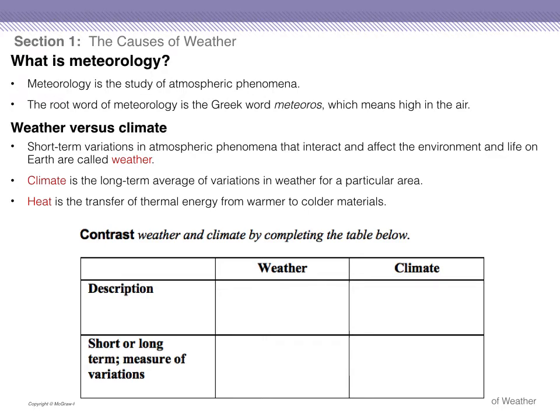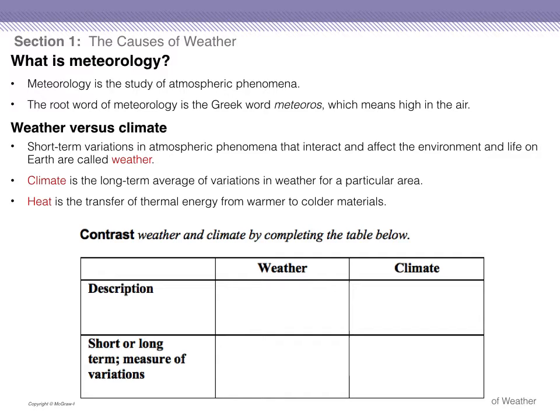What is meteorology? Meteorology is the study of atmospheric phenomena. The root word of meteorology is the Greek word meteorios, which means high in the air. Short-term variations in atmospheric phenomena that interact and affect the environment and life on Earth is called weather. Climate is the long-term average of those variations in weather for a particular area.